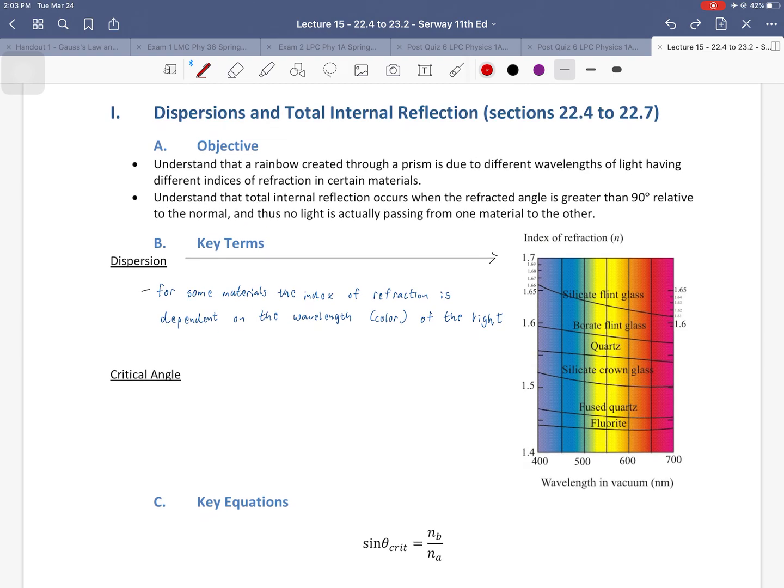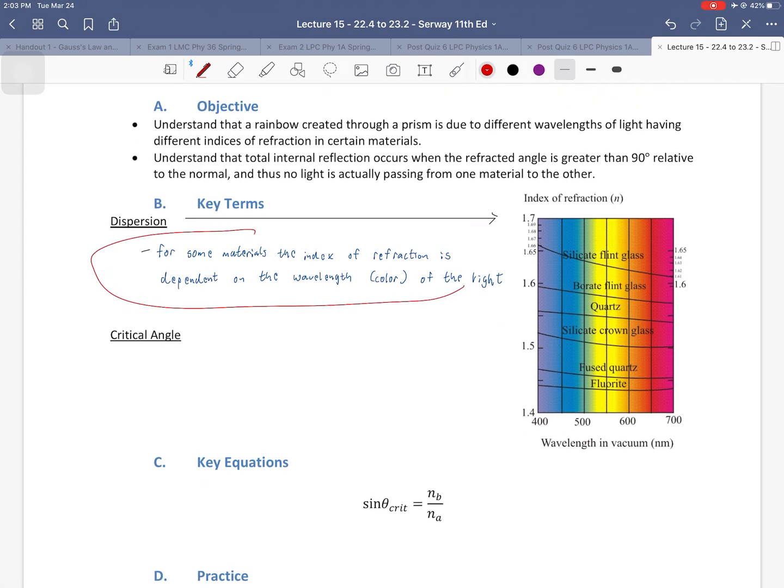All right, so for dispersion, this is the idea that for some materials, the index of refraction is dependent on the wavelength, the color, of the light.